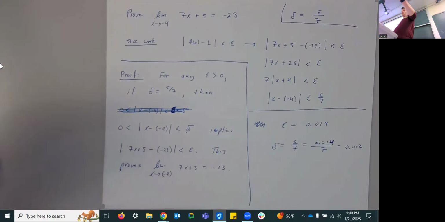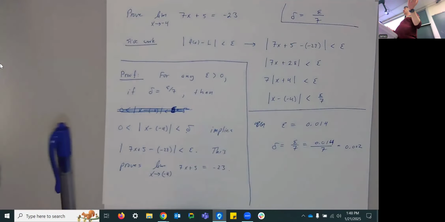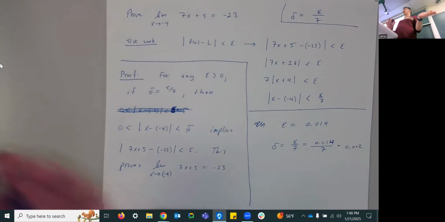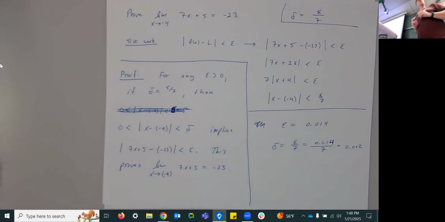So if you're asked to find a delta given a specific epsilon, and it's a nice linear one like this, it works out really nicely. Your delta can be the given epsilon divided by whatever the slope value is. Yes, in the step thereafter, you factor out the 7. Yes. Why did you rewrite the x plus 4 as x minus negative 4?